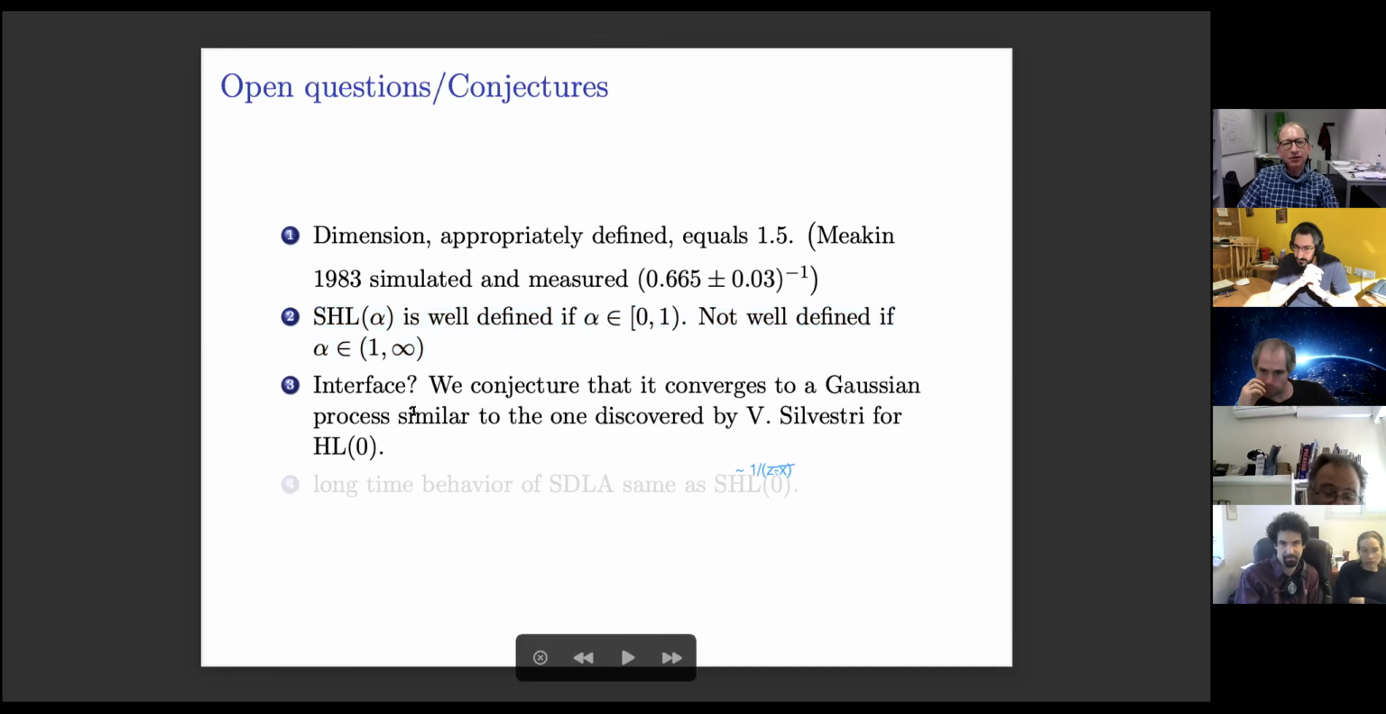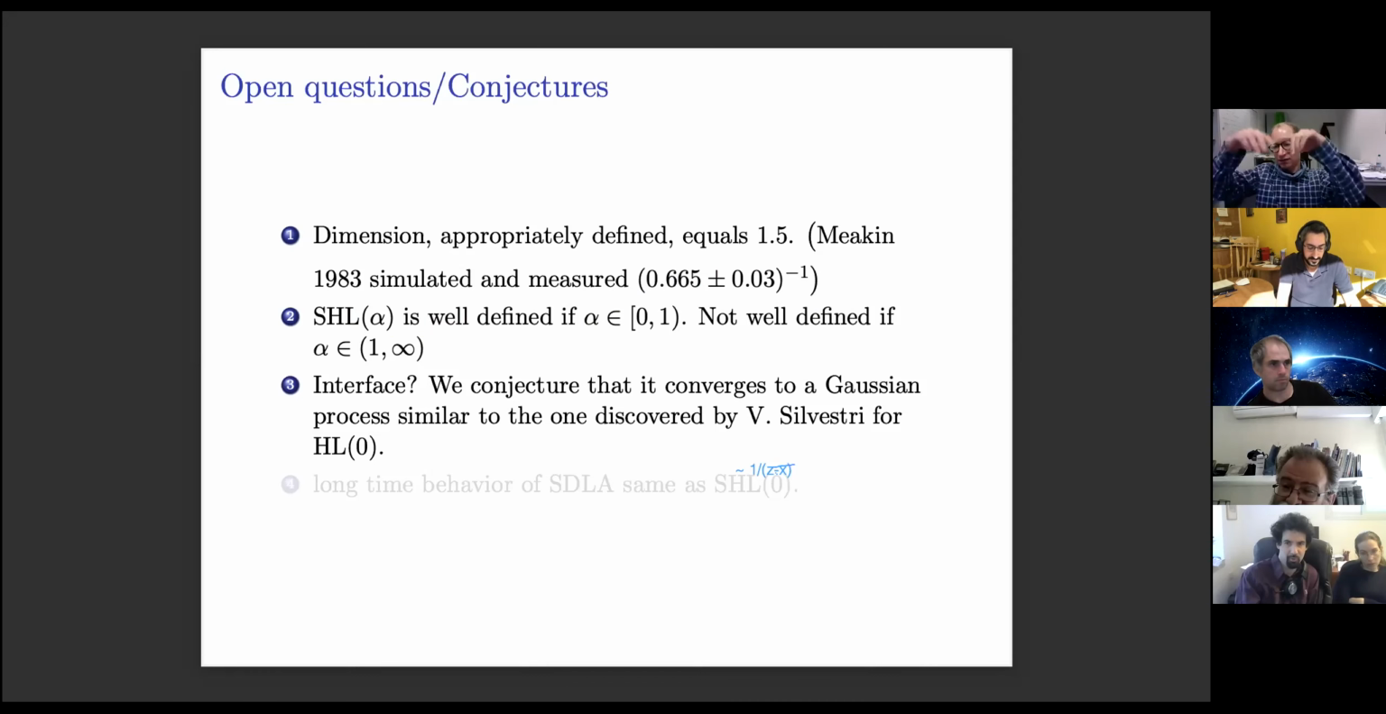Then we can ask, what is the interface of the process? The process grows over time, so at time t, it typically reaches height of pi over t. But of course, it's a random process, so there's some interface at time t. And the question is, what does this interface look like? This question was answered for the classical Hastings-Levitov 0 by Victoria Silvestri. She completely identified the interface in the limit. Among the authors of this work, there's disagreement whether we conjecture that it is the same or not the same as what happens for the classical. I actually do not agree with the conjecture written here.